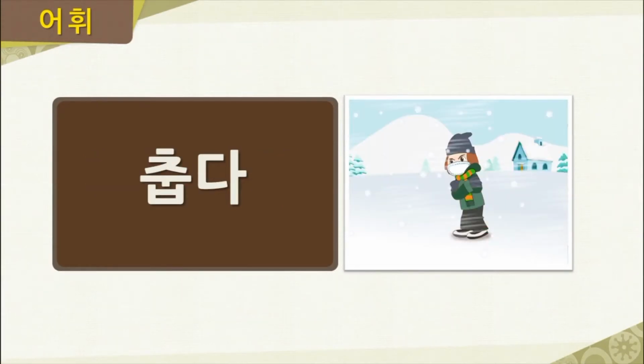Please read along and repeat after me. 춥다. As you can see, compared to the previous picture, there is no fire here, and it looks like it's freezing outside. It looks like it's cold, or 춥다. Let's try saying this word one more time. 춥다.